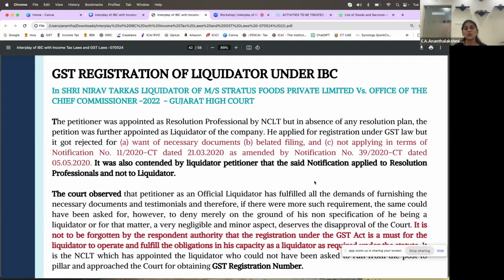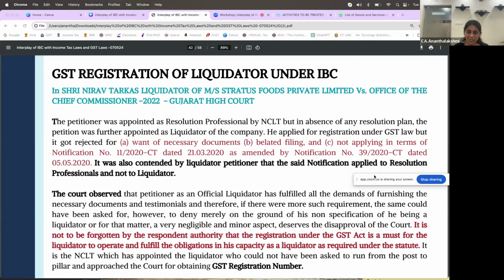Generally, a show cause notice will be issued. But he rejected it, stating that necessary documents were not there, and on belated filing, saying you haven't applied within 30 days of the commencement of the CIRP. So he rejected it. Now it has gone to the High Court. The High Court has ruled in favor of the liquidator. It said that there is a flaw on the part of the liquidator, he has filed belatedly, but it is not correct on the part of the GST department to reject the application.